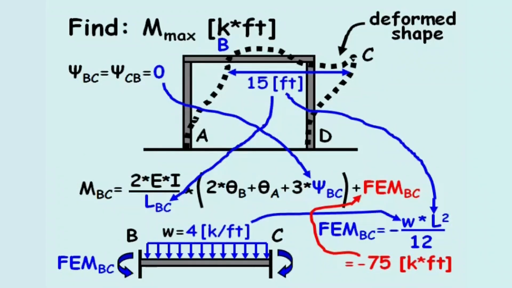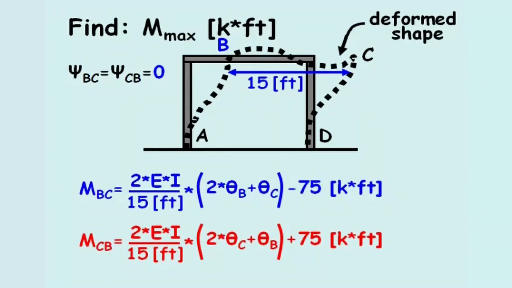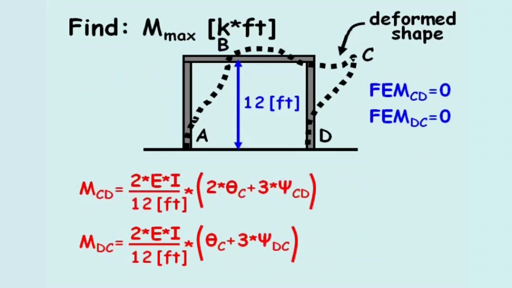This makes moment BC equal to 2 EI divided by 15 feet times the quantity 2 theta B plus theta C minus 75 kip feet. Moment CB is similar, except it's 2 times theta C, 1 times theta B, and a positive 75 kip feet. Moments CD and DC are solved using the same general equation. And for these two moments, there is no fixed end moment term. Since psi CD and psi DC equal psi AB, this substitution is made.